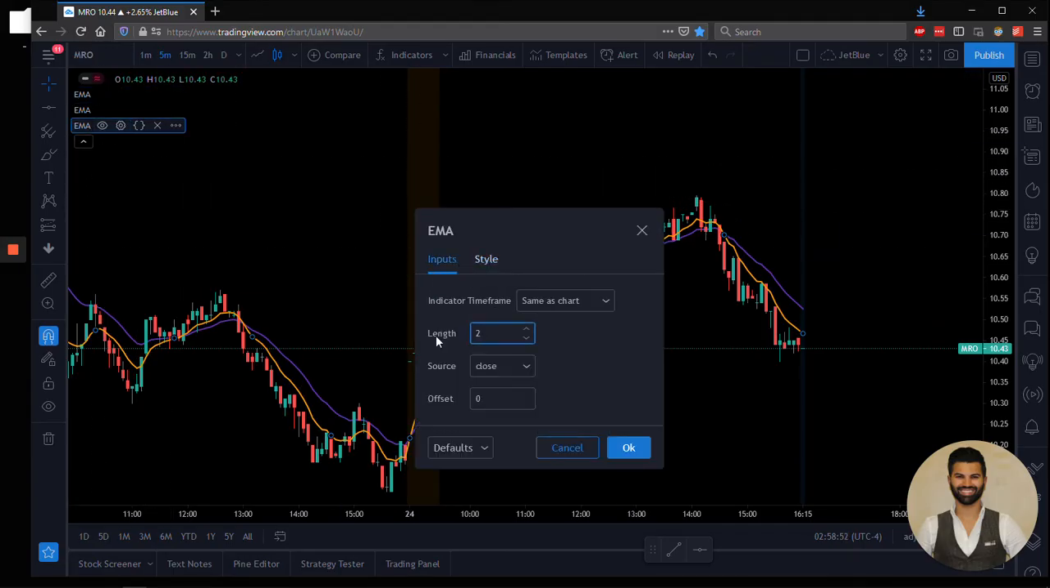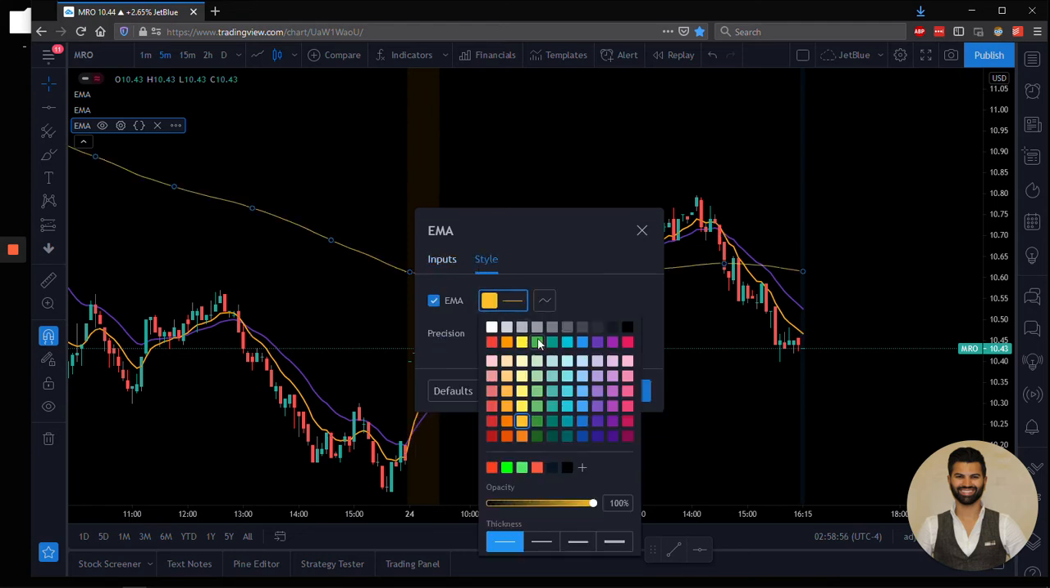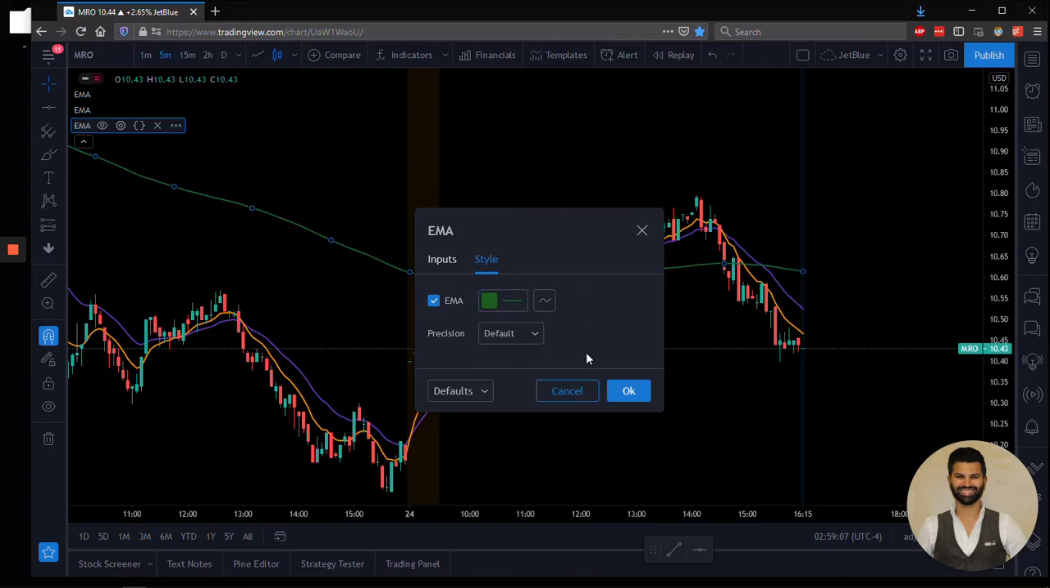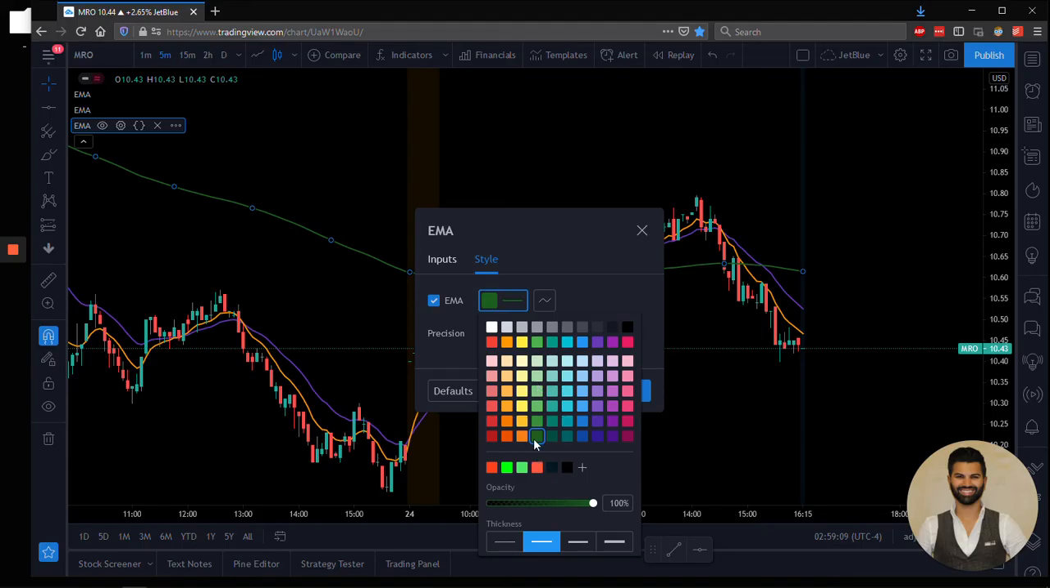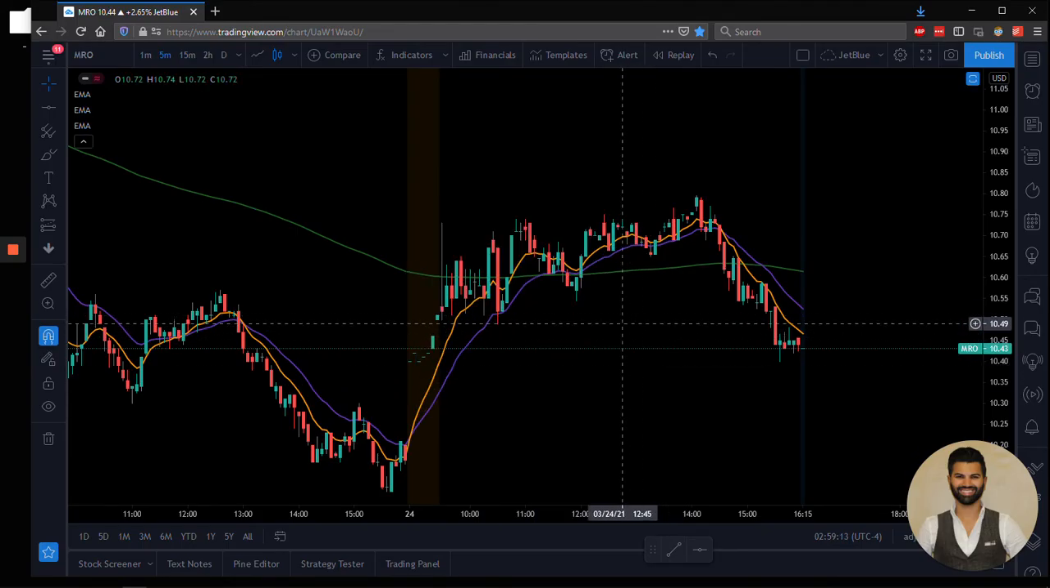I want this one to be 200 length. And let's do this one green. Second thickness. Hold on. There you go. Here, you can see it again. Right here, this green. Let's hit OK. All right, so now that's done. So let me show you, okay?